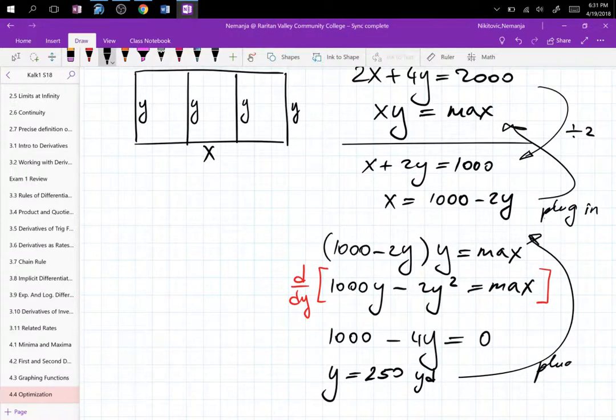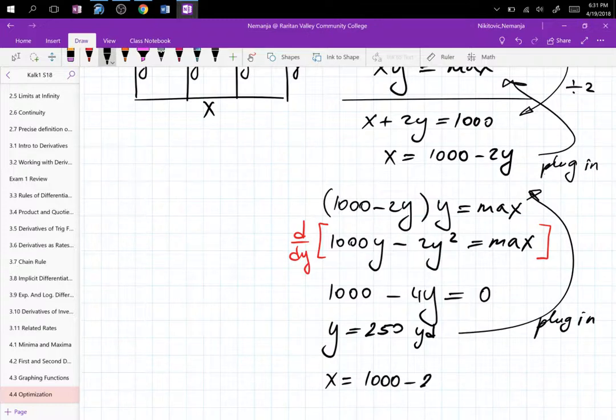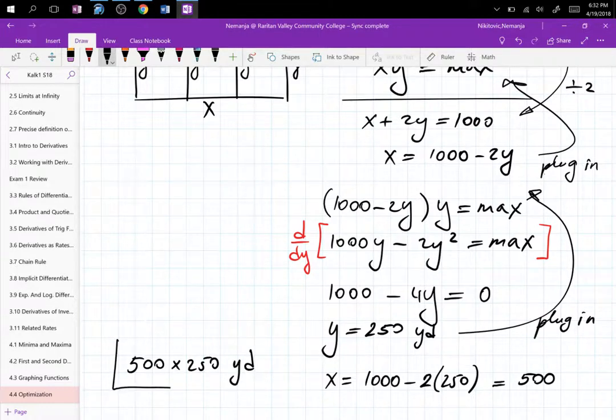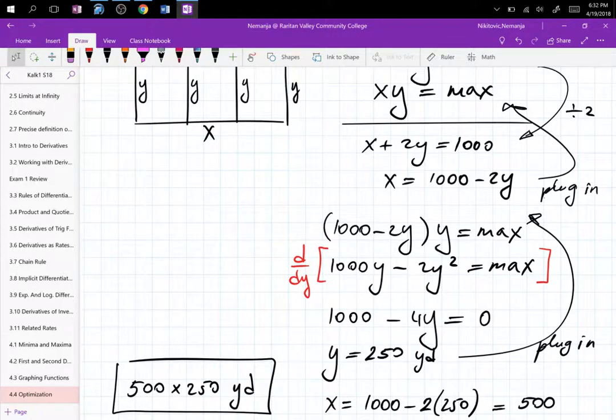Plug in. X equals 1,000 minus 2 times 250. And the answer is 500. So, what do I have? I have 500 by 250 yards. And then we have the other 2 fence parts that we have to put in the middle to separate, right? Cabbage and tigers and rabbits and whatever I had.